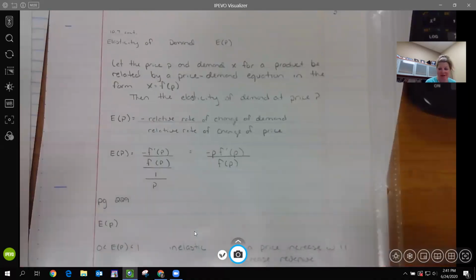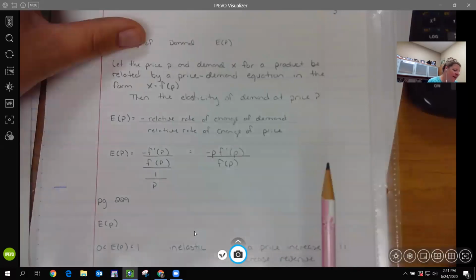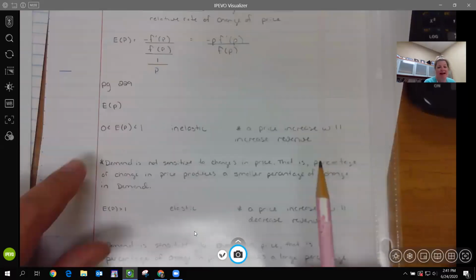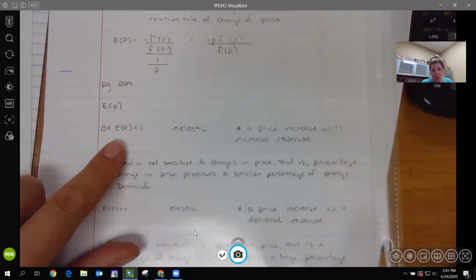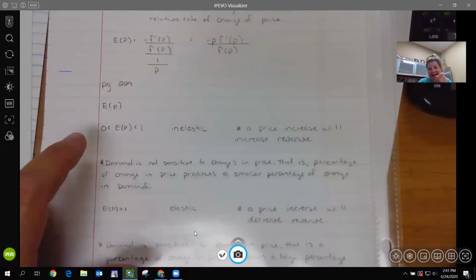Not that you have to know where the formula comes from, but it kind of is cool. Now, what does it mean if I'm inelastic? That means my EFP is between 0 and 1 for whatever the price is.